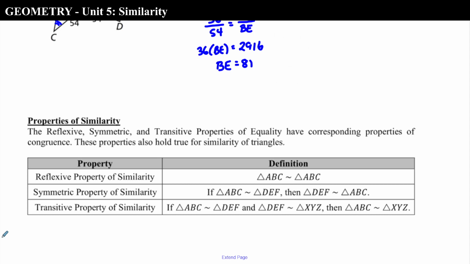The only thing that changes, and we've seen this already in this unit, is that the similarity ratio will flip. You'll get the inverse depending on which way you're going. And then the transitive property of similarity, if ABC is similar to DEF and DEF is similar to XYZ, then therefore ABC and XYZ must be similar. So that's just a brief thing to kind of cap off this section of notes. Coming up in the next section, we are going to talk about triangle proportionality.